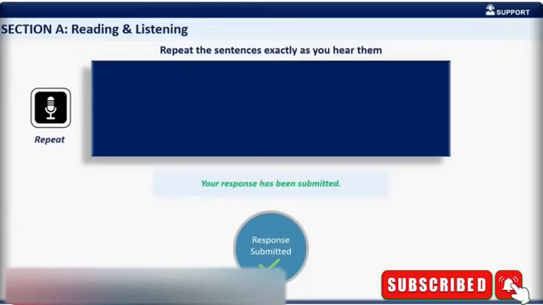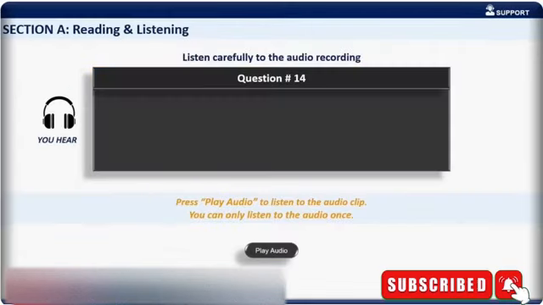Okay, the answer for this is: the teacher handed over the assignment explaining the instructions in detail. Moving on to the next audio.